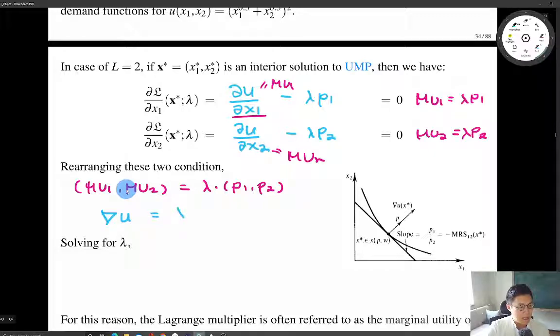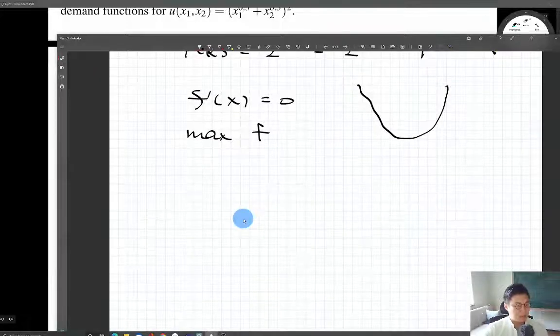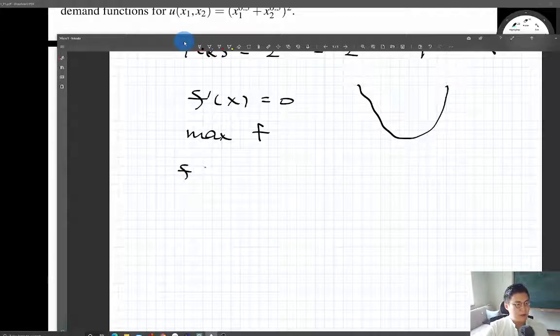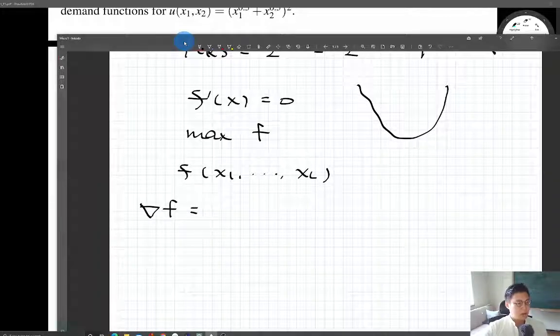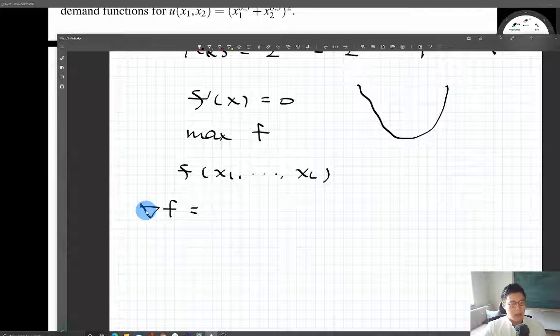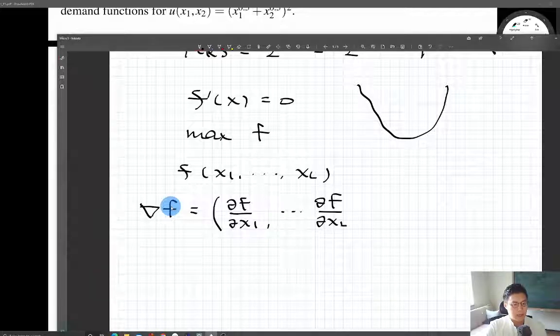Yeah, so that equals lambda times price vector p. All right, so let me just remind you of the definition of gradient. If we have a function f that depends on several variables, from x1 to x sub l, then the gradient of this function f, usually denoted by this upside-down triangle and f, is simply the collection of the partial derivatives, from partial with respect to x1 to partial with respect to x sub l.